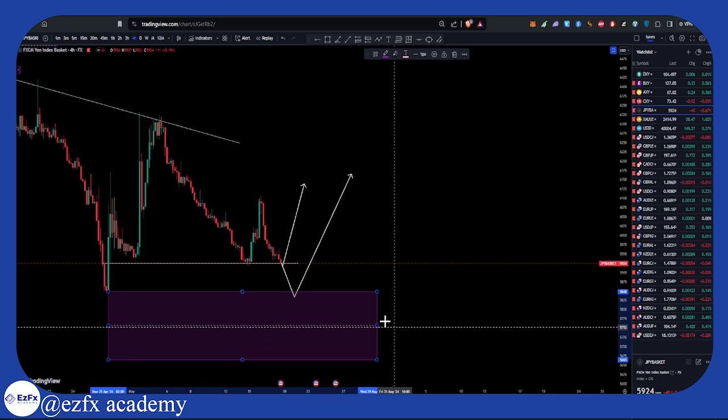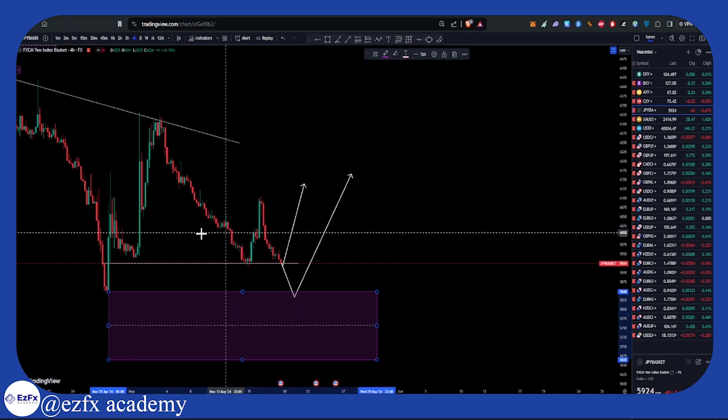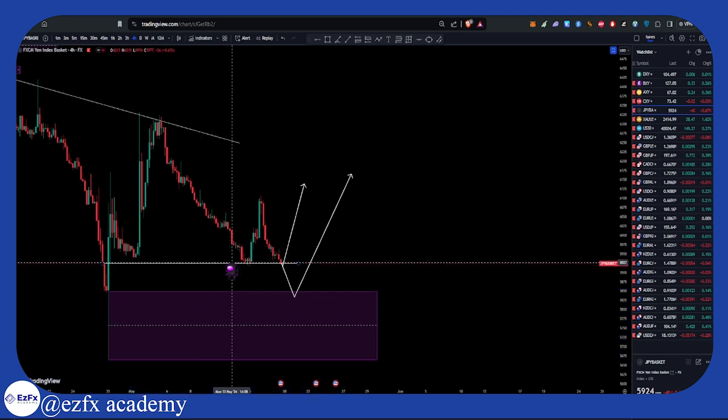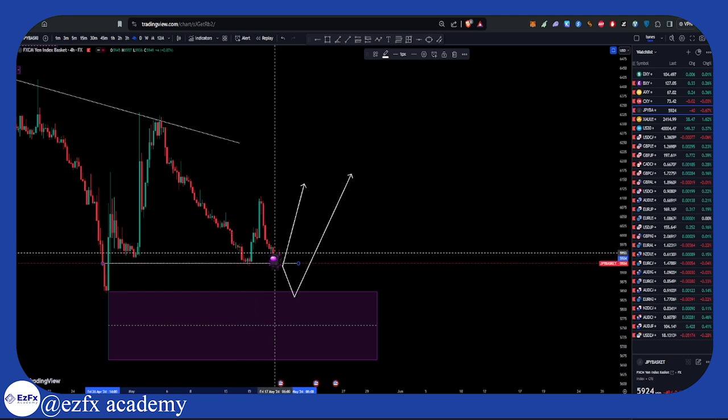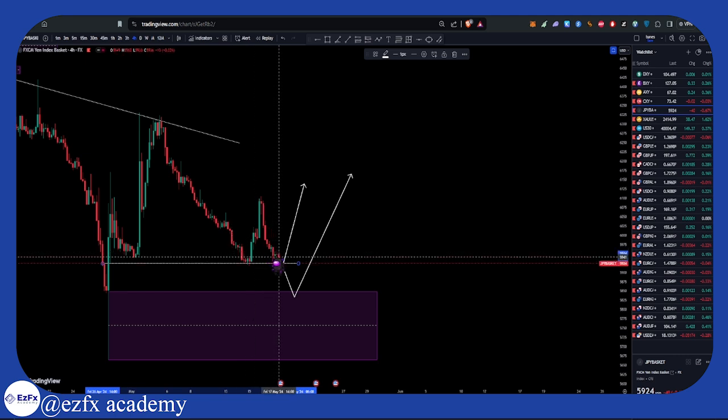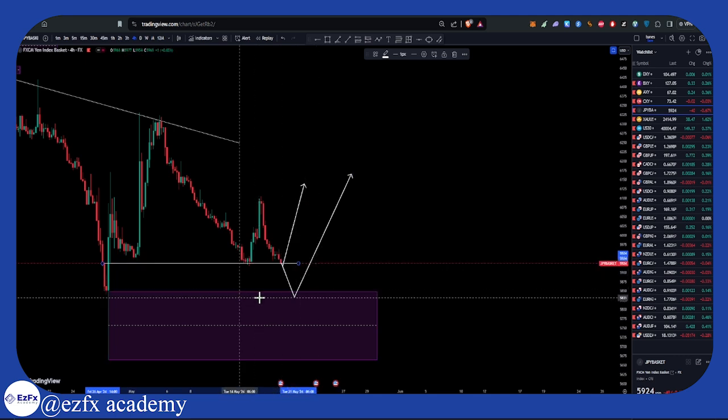If that doesn't happen, however, if we get to see that support, forgive me, the support around 5924, still hold, then definitely we'll be continuing the buy on JPY basket. All right, so I hope that is clear.